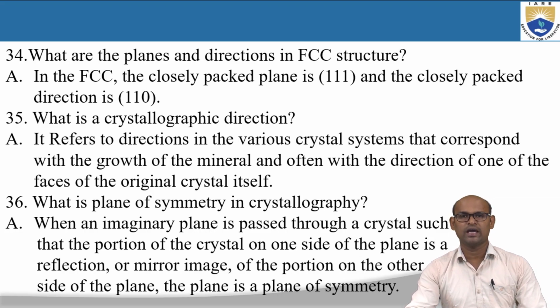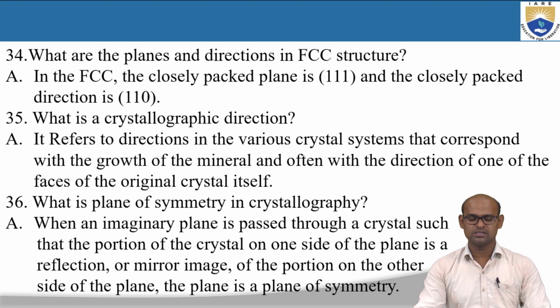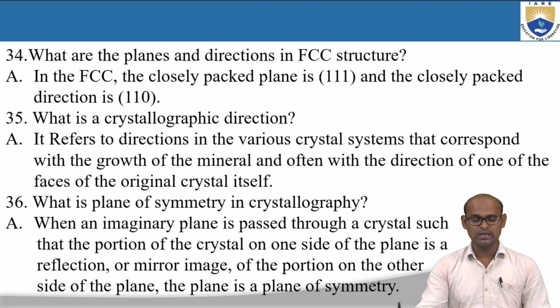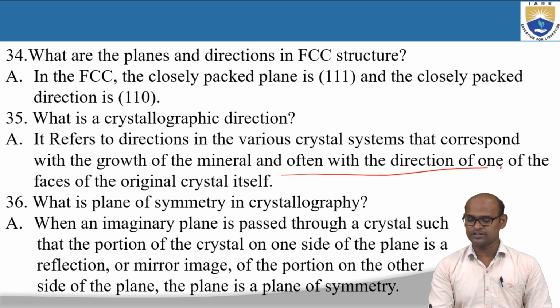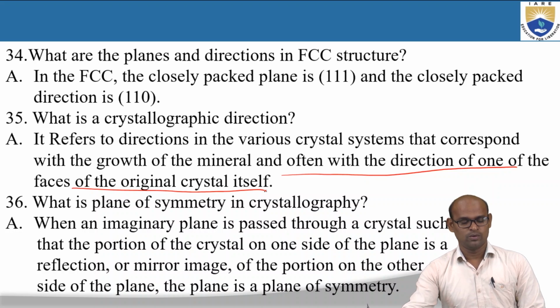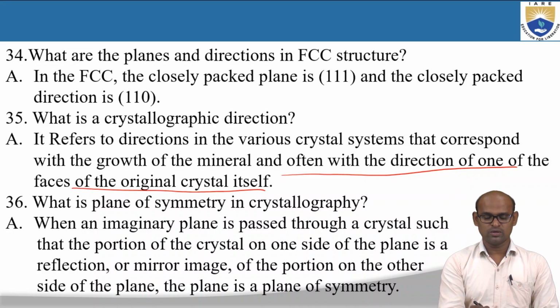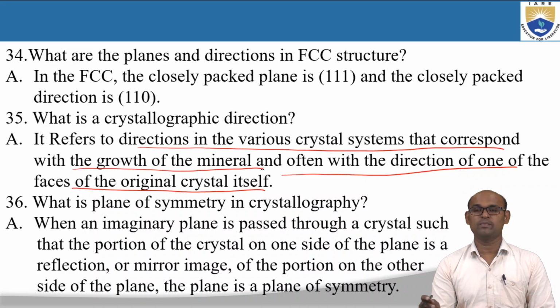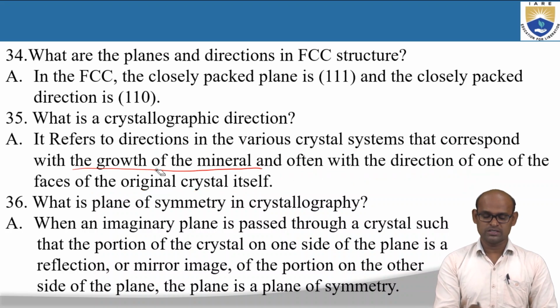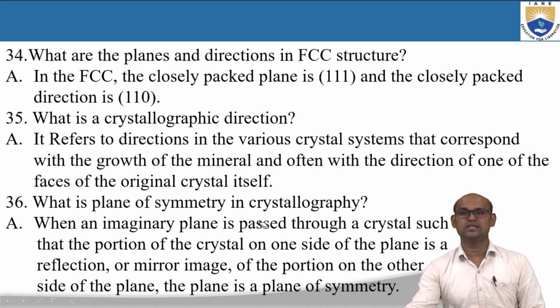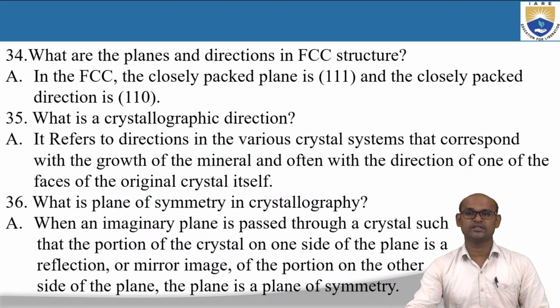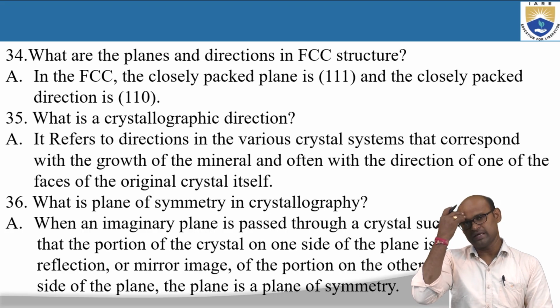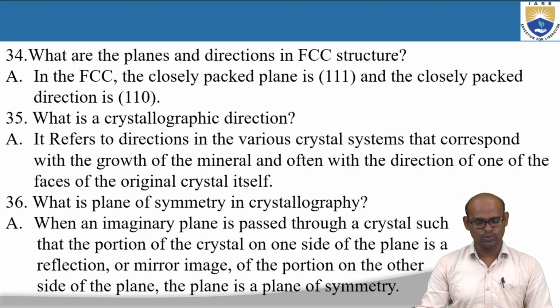What is a crystallographic direction? It refers to the directions in the various crystal systems that correspond with the growth of the mineral and often with the direction of one of the faces of the original crystal itself. Okay. Crystallographic direction is nothing but directions in various crystal systems that correspond with the growth of the mineral. So when we grow these crystals, then we define these various crystallographic directions. Actually, crystallographic directions are the easy directions in which crystals can grow.